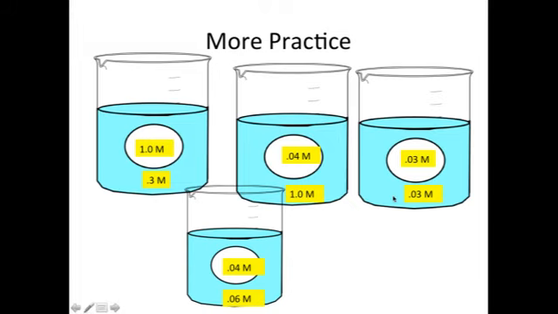And the last one, we have 0.03 molar and 0.03 molar. These guys are at equilibrium. Does that mean the movement has stopped? No, you still have random movement, but you don't have a larger amount of it. One will move, the other will move, so you don't have a net change in the substances.